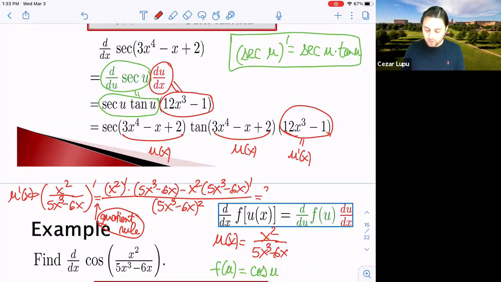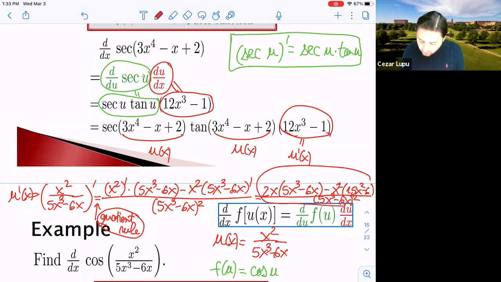So this will be 2x times 5x cubed, man, what a mess, minus 6x, minus x squared times, and the derivative of this will be 15x squared minus 6. And everything over, I hope you can see everything in this mess here, 5x cubed minus 6x, everything squared. Okay, I'm just going to circle it.